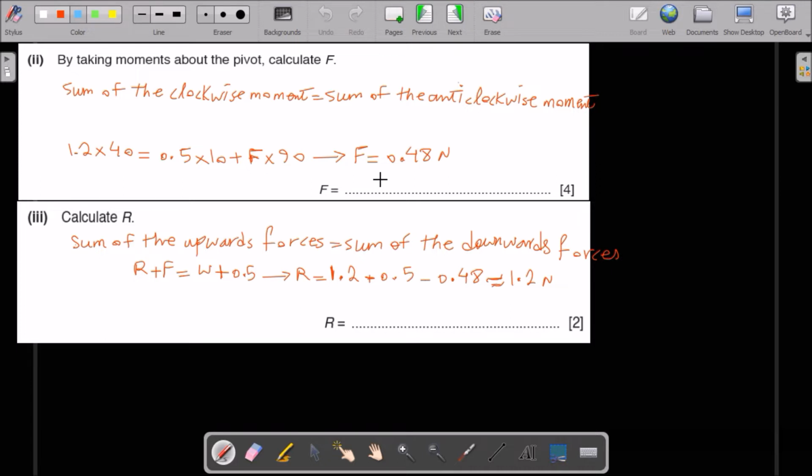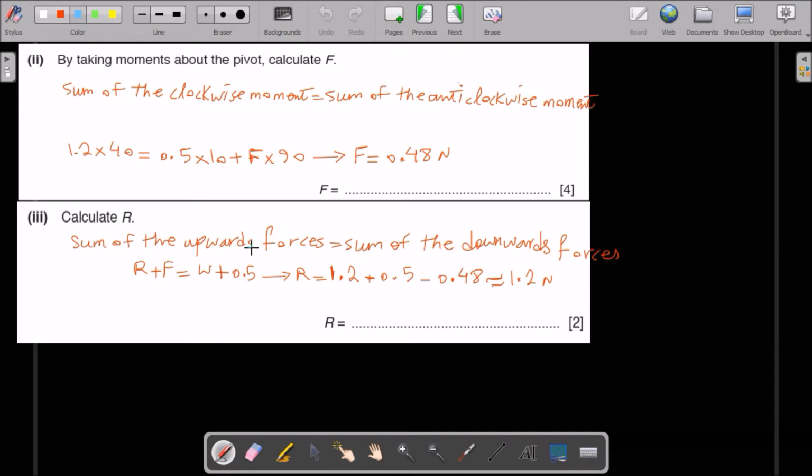This is one important point. And the second is that if the rod is in equilibrium, you should consider the conditions for equilibrium. As you can see, in part 2 I used one of the conditions of equilibrium, and in part 3 to find R I used another one.